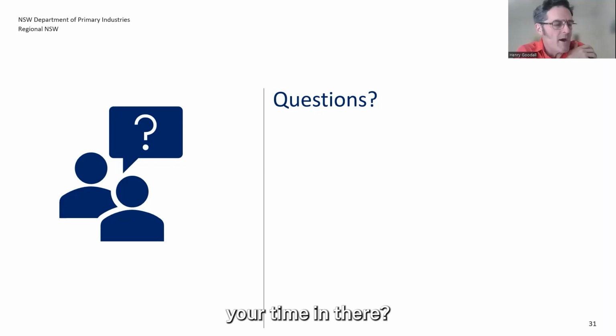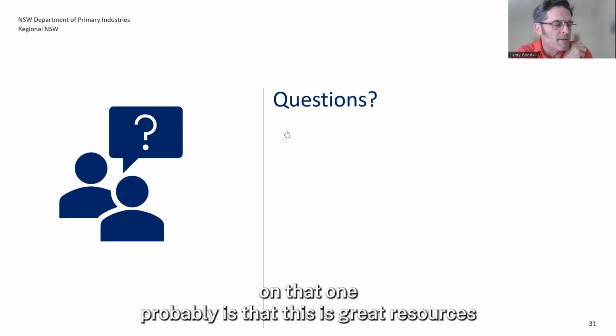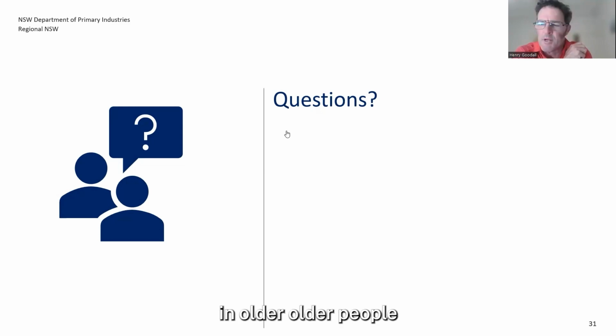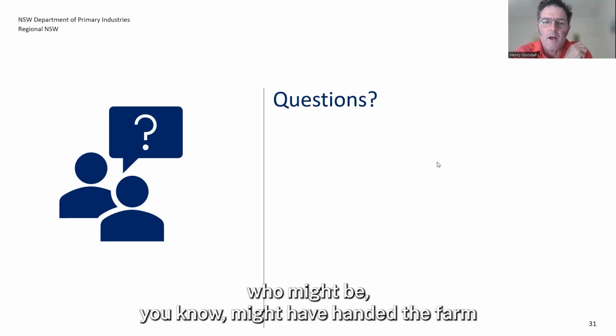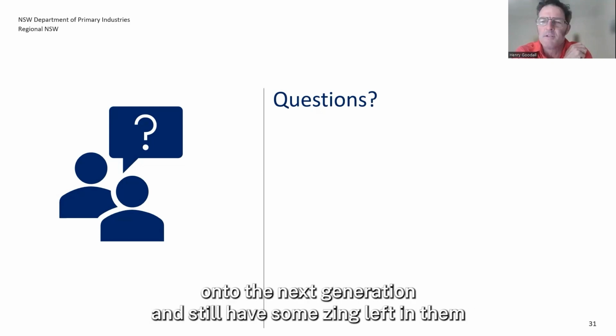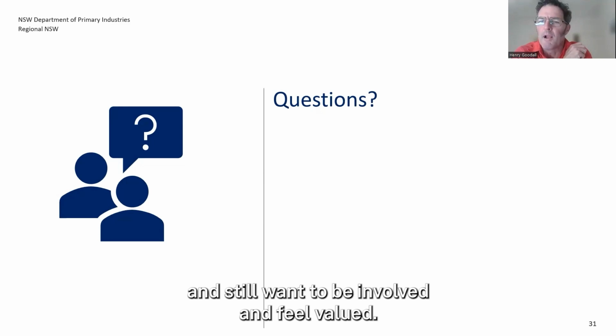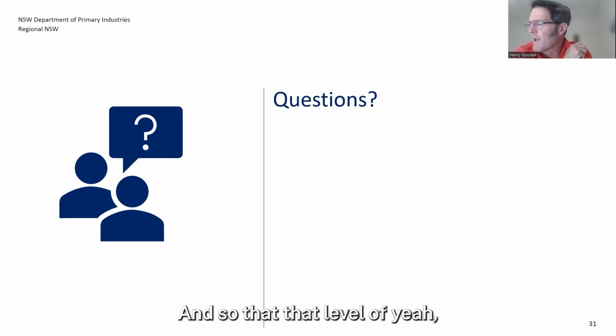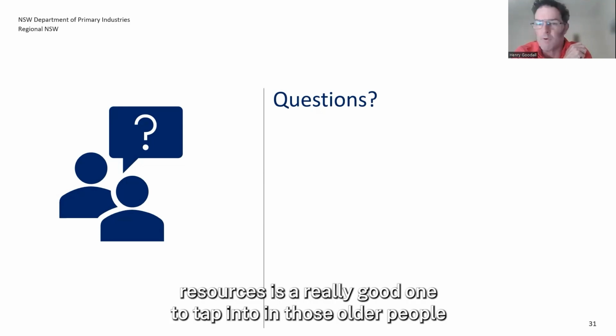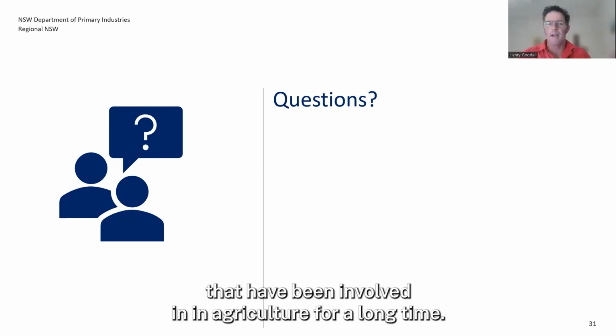Yeah, I'll dive in there. My experience or observations on that one probably is that there's great resources in older people who might have handed the farm on to the next generation and still have some zing left in them and still want to be involved and feel valued. And so that level of resources is a really good one to tap into in those older people that have been involved in agriculture for a long time.